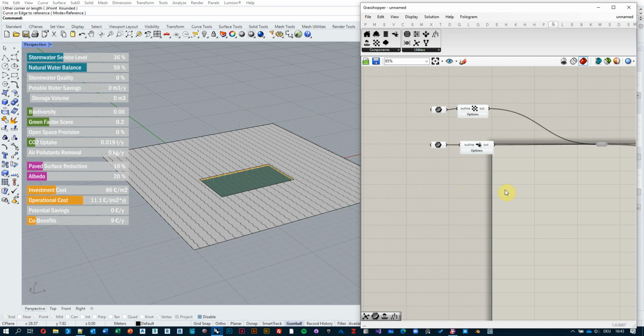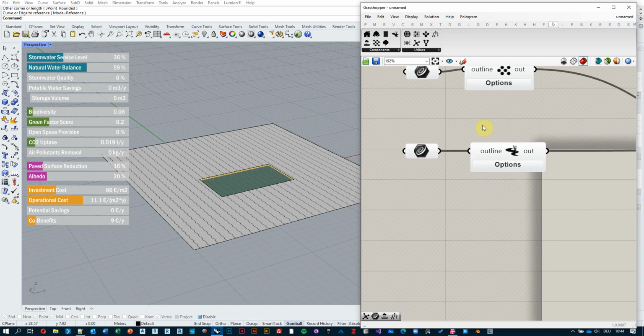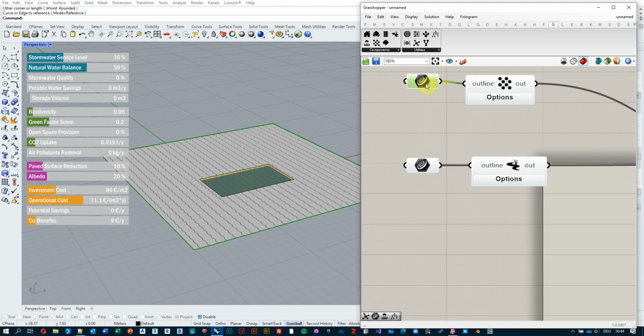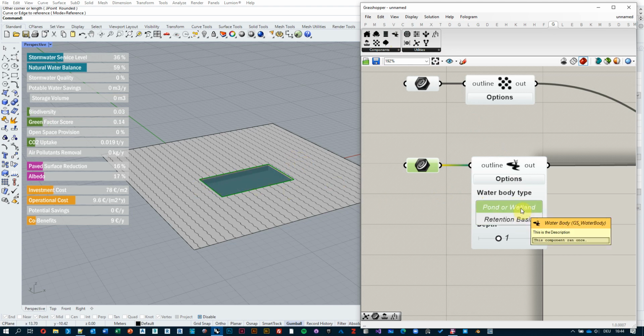In this episode we're looking closer at the water body component. So here this internal curve defines the water body component. It's situated over here on the ribbon. When we look at the options, we have two different types. One is the retention basin, the other one is pond or wetland. And you can see their influence on different KPIs over here.